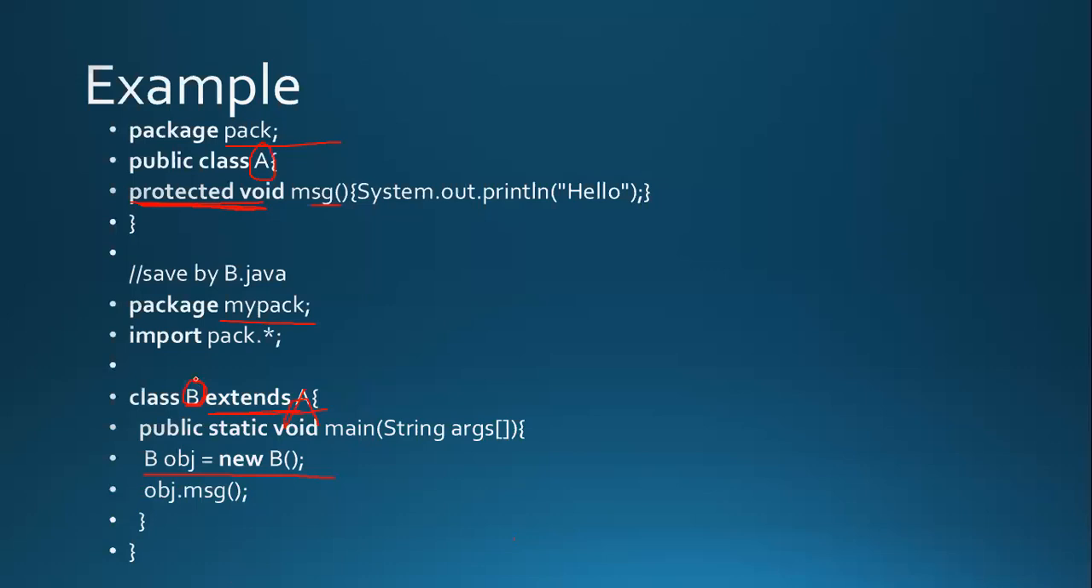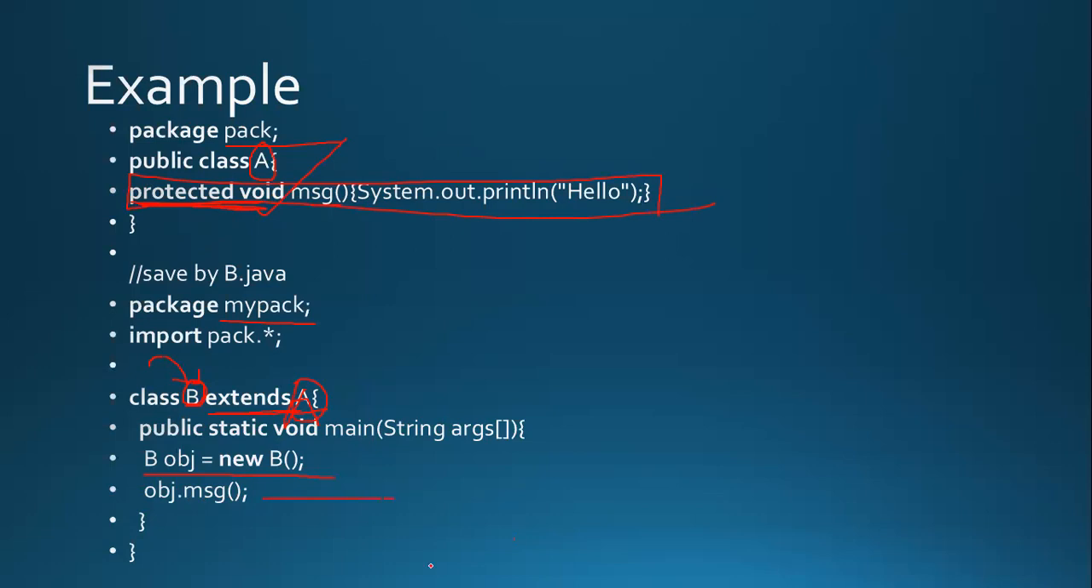Okay, so here we have this class B, which becomes a child class of class A. And since it is a child class of class A, it has access to this method. So even outside the package, you can make use of this protected method only via inheritance. And since B is being inherited, you can make use of this method message. Therefore, it does not throw any compile time error.